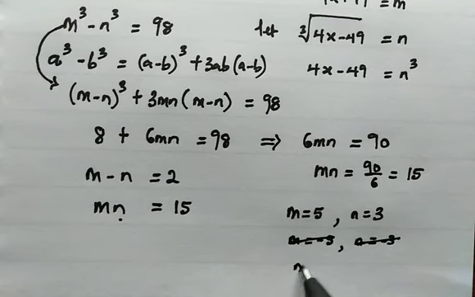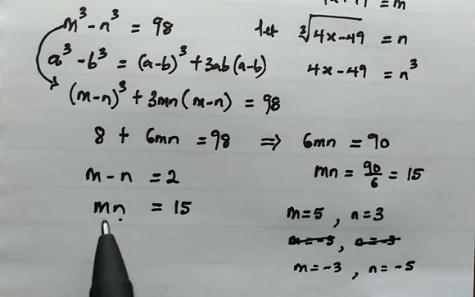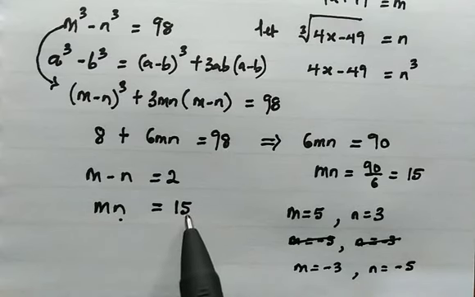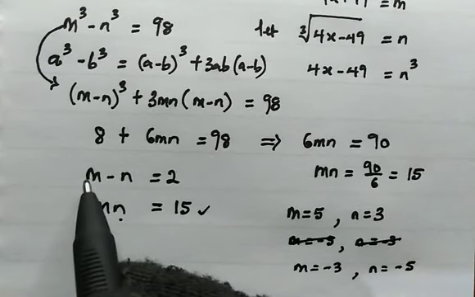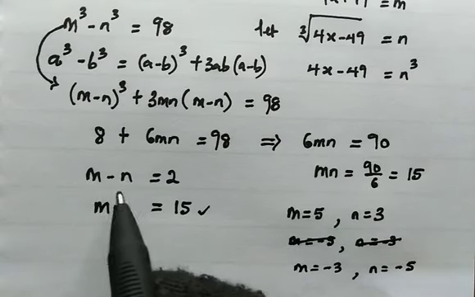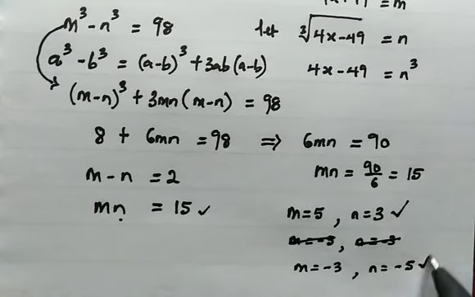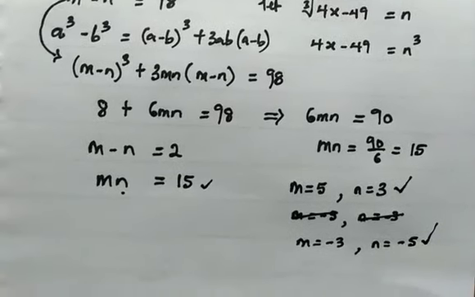So rather, m can be negative 3 and n can be negative 5. Now let's check it out here. Negative 3 times negative 5 will give us positive 15, right? So that satisfies this equation. And from here, m is equal to negative 3, right? So negative 3 minus 5 will give us 5 minus 3, and that is 2. So we can see that these are the two sets of solutions, right?